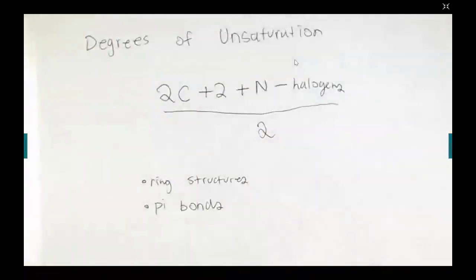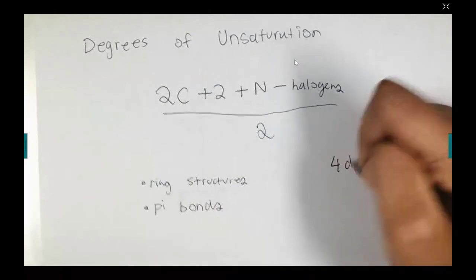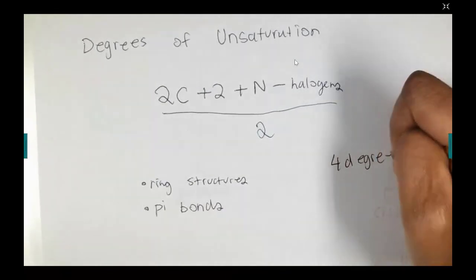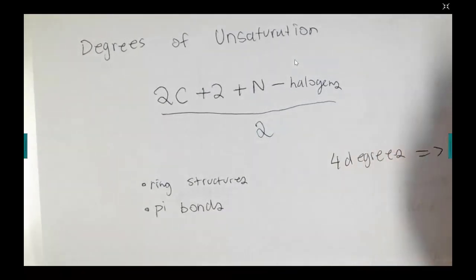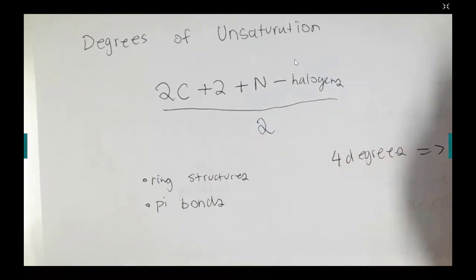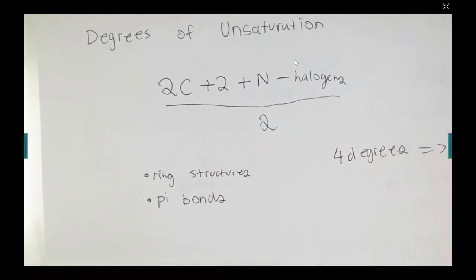So a couple key numbers that you'll be looking for: typically if you see 4 degrees, that indicates a benzene. Because you've got your ring structure, that's 1, and then you've got your 3 double bonds, that's 4. And then other degrees of unsaturation you can typically use as well.